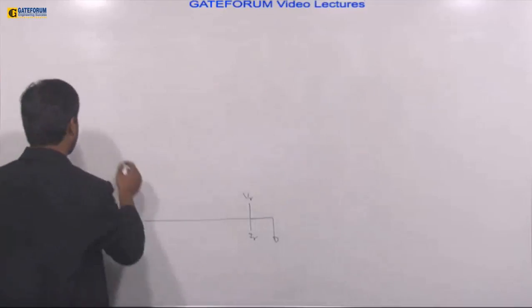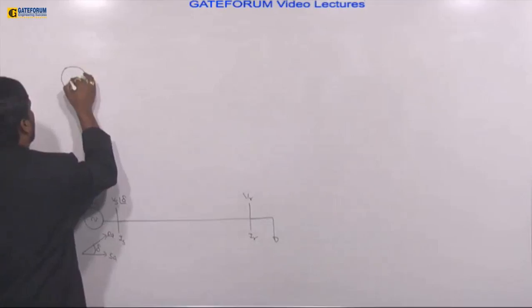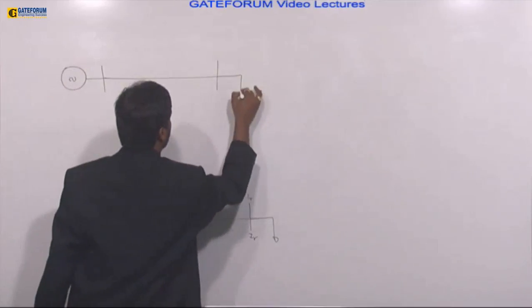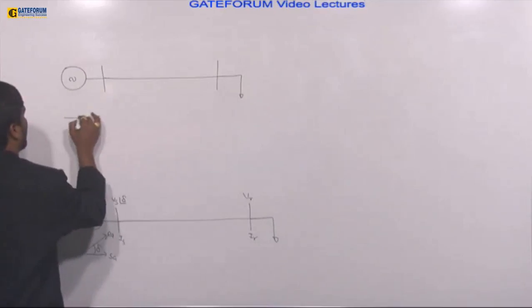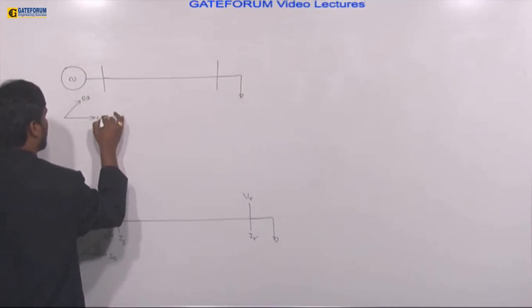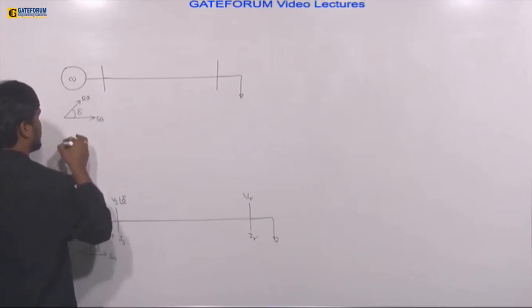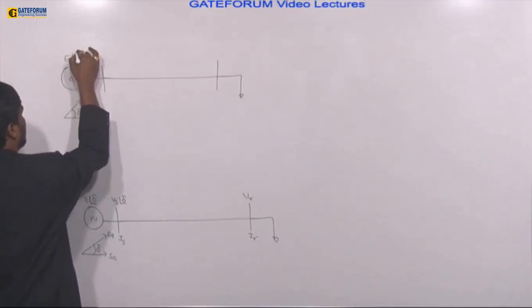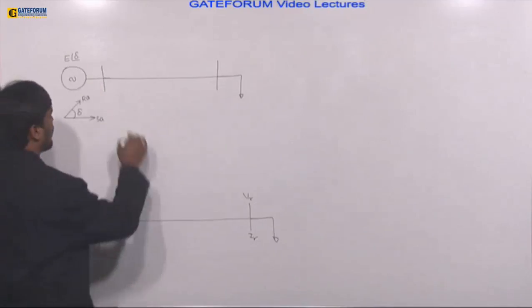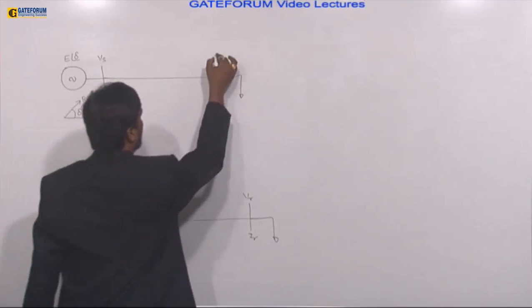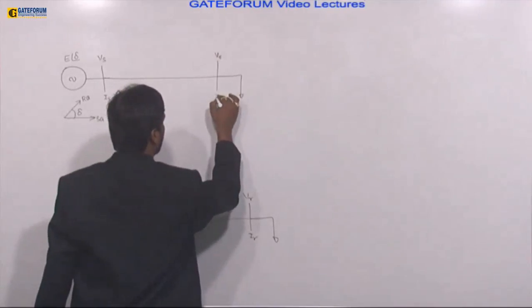Now concentrate. The alternator is connected directly to the transmission line. The alternator will have two fluxes: one is the stator flux, the other is the rotor flux. The angle between these two is delta. The generated voltage of the alternator is E. The angle between the stator and rotor flux is delta. Sending end voltage Vs, current Is. Receiving end voltage Vr, current Ir.